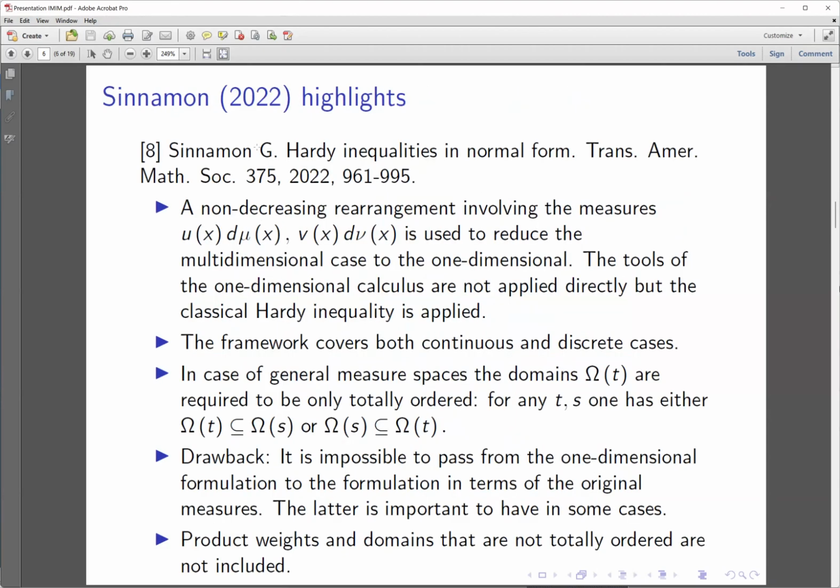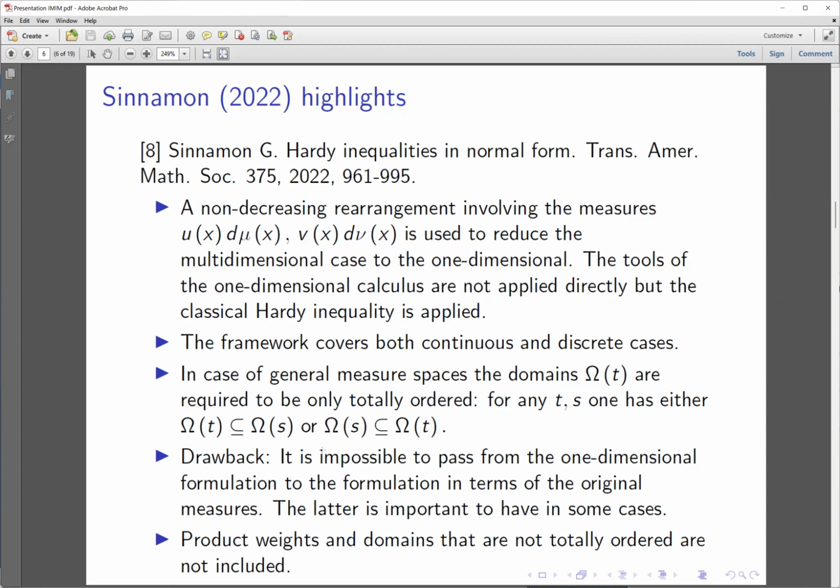And then here I want to talk a little about Cinnamon's result. What did he do? He reduces a general Hardy inequality in a very general situation on a general measure space to the one-dimensional case. Okay, so what happens is that initially we have some weight functions, some measures, and then he uses a transformation in order to map everything into what happens on the real line. Okay, this reduction by itself is a wonderful idea, and it allowed him to obtain many interesting results.